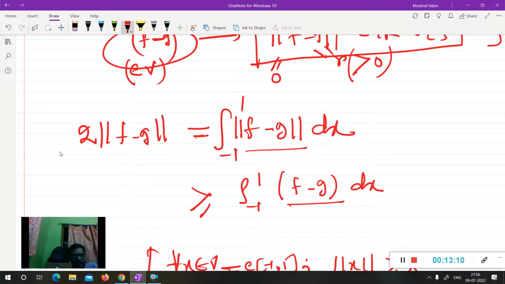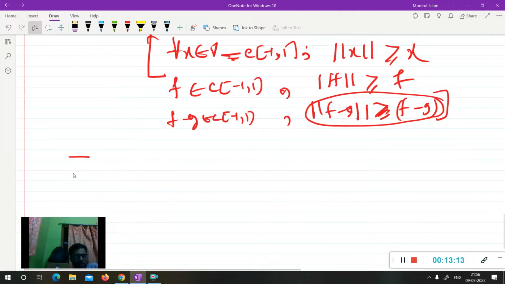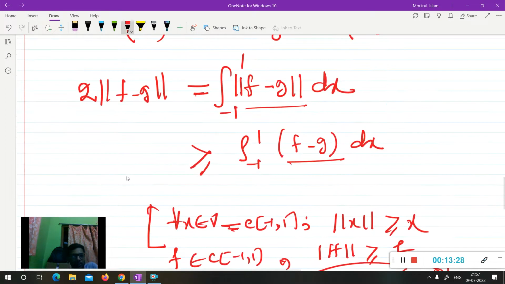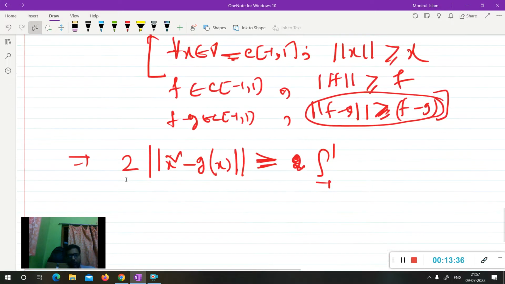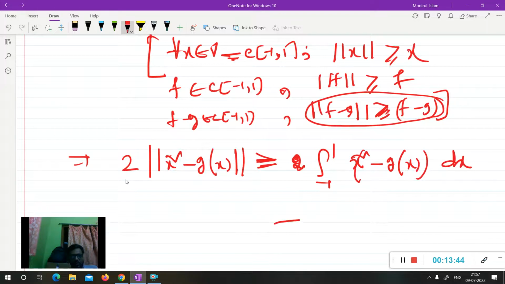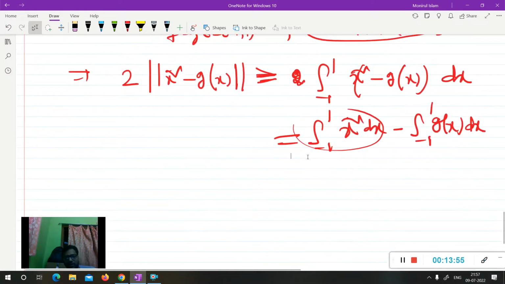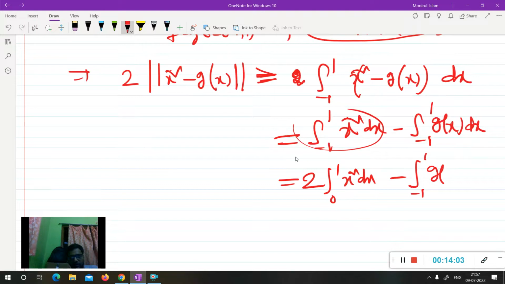Now here f is x square, so you have to put f equal to x square. It gives x square minus g of x. In this problem f equals x square, so put f equal to x square. This gives greater than or equal to the integral from -1 to 1 of x square minus g of x. If you integrate the separate terms, we have the integral from -1 to 1 of g x dx. Now this integration you can compute easily. It is nothing but an even function, so first of all it gives 2 times the integral from 0 to 1 of x square dx. I am writing this integral of g x dx as it is.